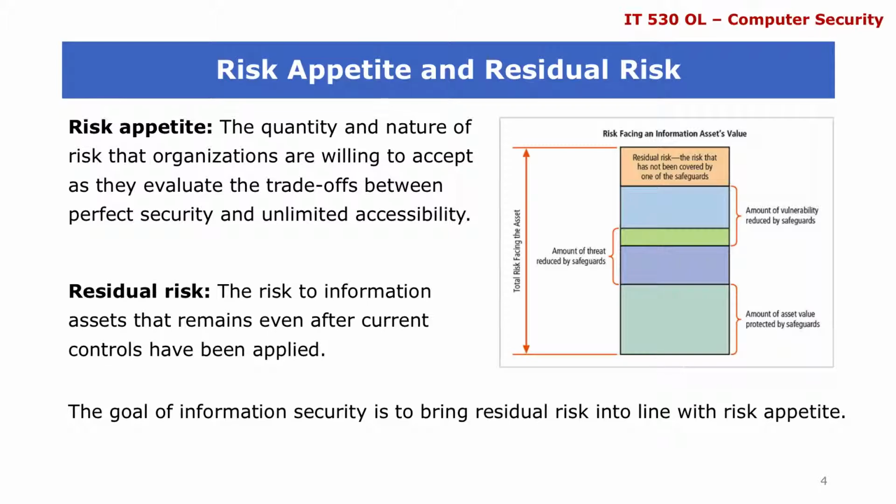Now, residual risk is pretty much risk to information asset that remains even after current controls have been applied. So once an organization has applied certain controls, the controls in place have not really covered everything and haven't fully brought it down to the organization's acceptable risk, or rather, its risk appetite. The gap between the control that has been implemented and the risk appetite is residual risk.